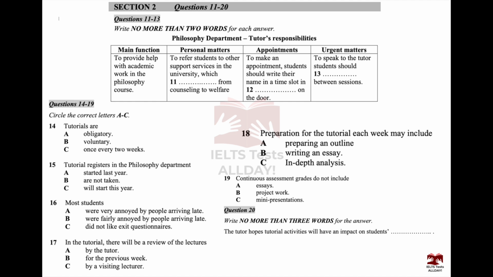Before the talk continues, look at questions 14 to 20. As you listen to the second part of the talk, answer the questions. For questions 14 to 19, circle the correct letter, A, B, or C. For question 20, write no more than 3 words for the answer.